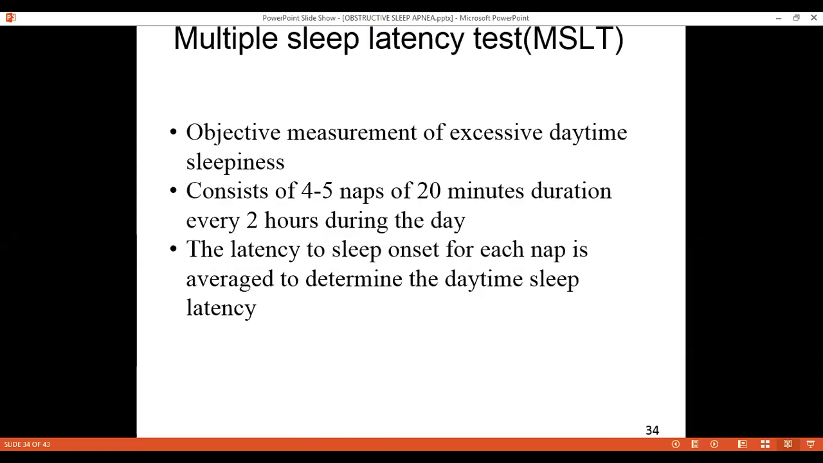The multiple sleep latency test is an objective measurement of excessive daytime sleepiness. It consists of 4 to 5 naps of 20 minutes duration every 2 hours during the day. The latency of sleep onset for each nap is averaged to determine the daytime sleep latency.